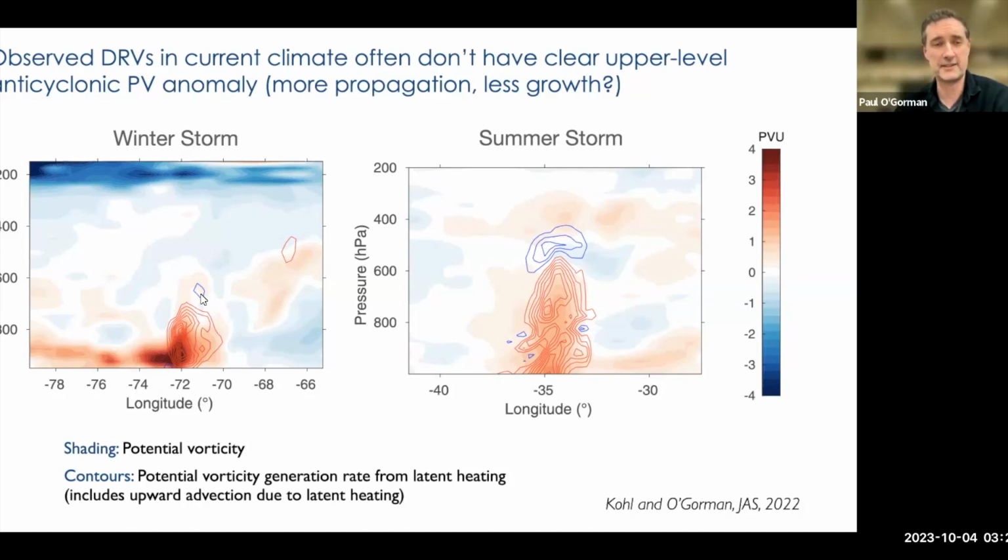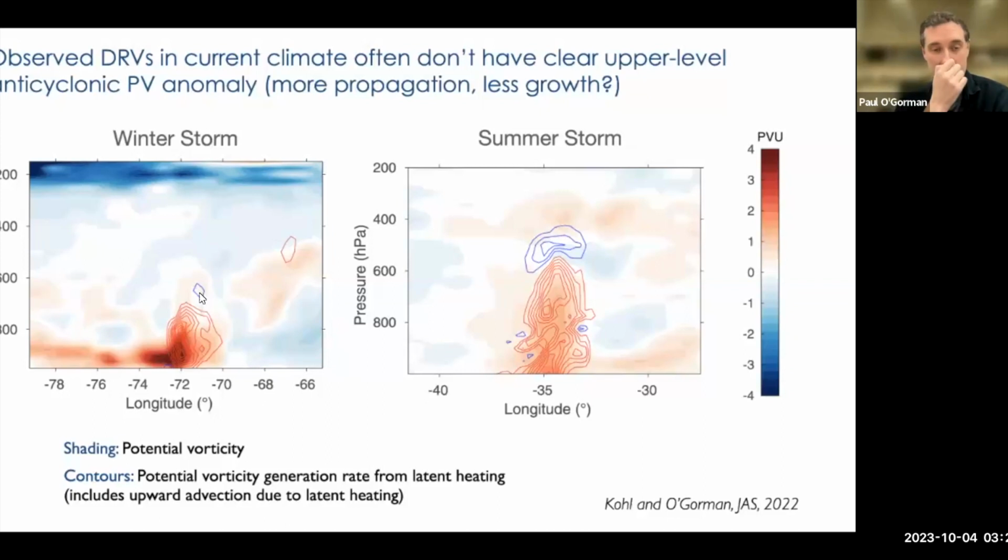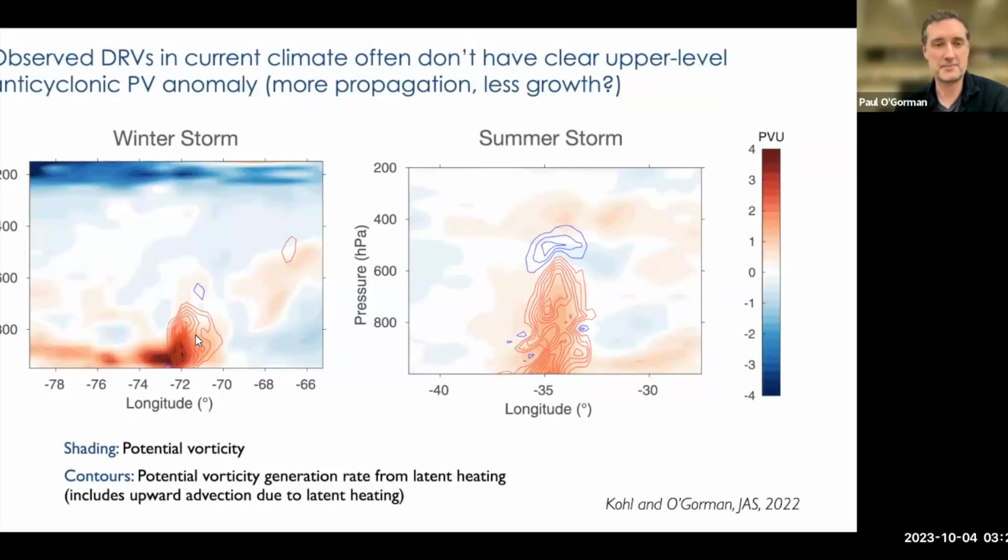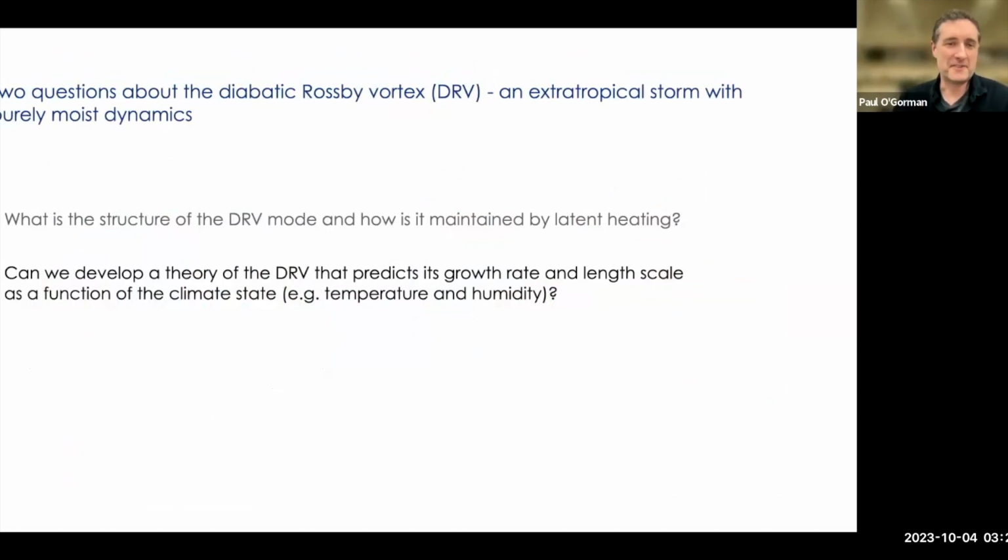But we do speculate in our paper in JAS that this may explain why some of these DRVs that you see in observations or reanalysis tend to propagate more than they're growing. They are maintaining their strength against friction, but they're not growing as much as you might expect, and they are propagating very strongly. And that's what you'd expect if you have this kind of structure here. Okay, so that's some phenomenology of this diabatic Rossby vortex and how it's maintaining itself.